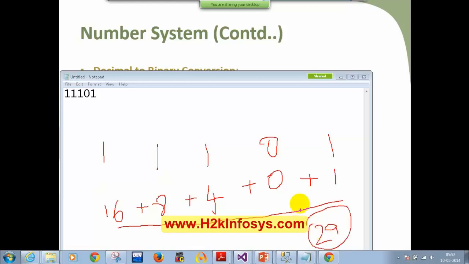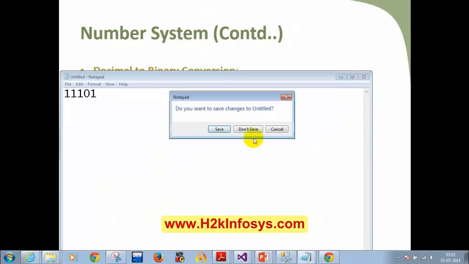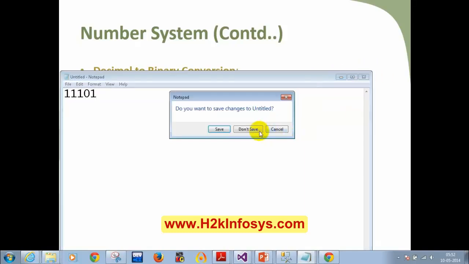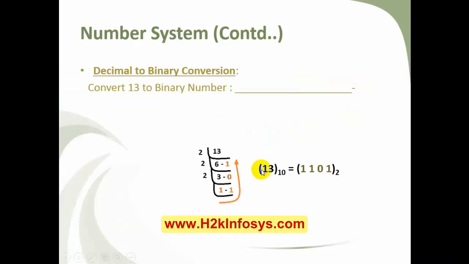Now I guess you are clear with converting decimal to binary and binary to decimal. Now let me ask a question. I said bit is the smallest unit. The smallest memory unit is bit. Bit means it will store only 0 and 1.